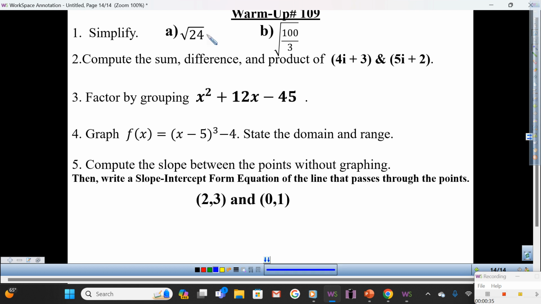All right, number 1A, Jacob squared. What'd you get? 12 square root of 2? 2 square root of 6. What a save. There you go. That is correct. 2 square root of 6. Hands if you got that. All right. Yeah, because it was 4 times 6. That's 24. Square root of 4 is 2. So there you go. Let's go to 1B.